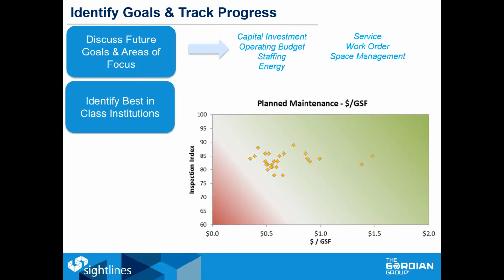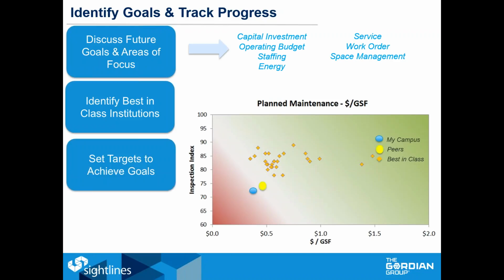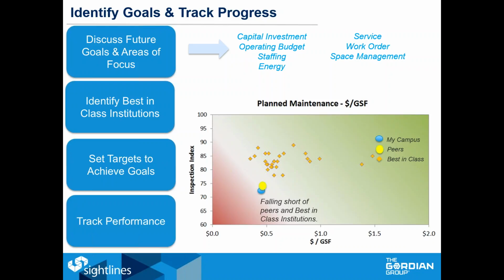It triangulates on best-in-class institutions. Basically, what are the institutions that do what you want to improve very well? We set objectives and target what your ultimate performance should be, and we track your performance over time.